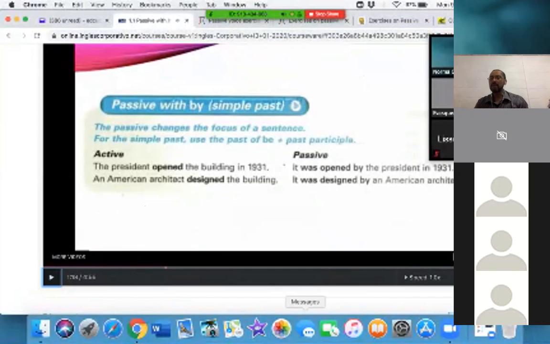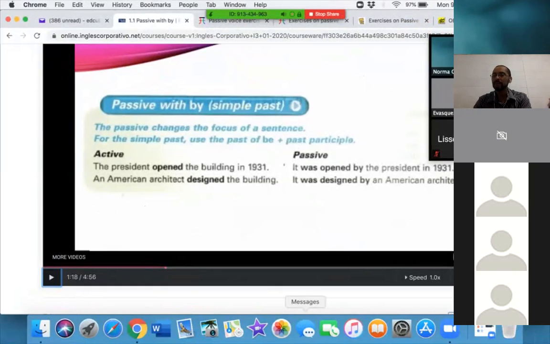Okay. David, what is the difference between the active and the passive examples that we have there? In the active, the focus is on the person, and the passive is on the object. Correct. Very good, David. Norma, can you read the second example, please? An American architect designed the building. And the passive is the one designed by an American architect.